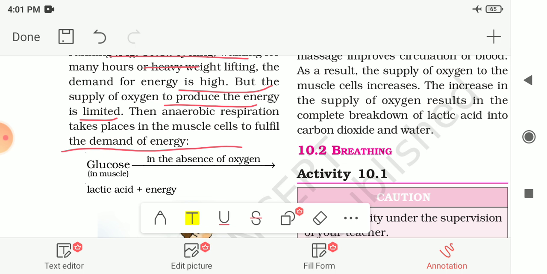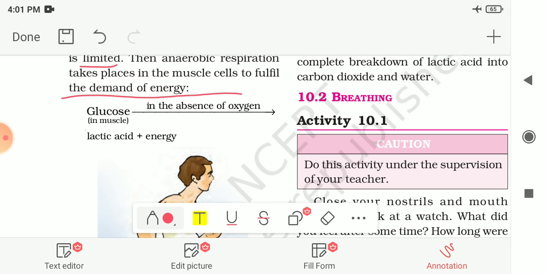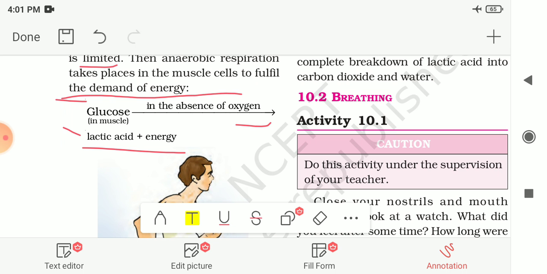Here the equation is given to you for the anaerobic respiration which occurs in the muscle cells of the human body. Glucose in the muscles breaks down in the absence of oxygen and gives you lactic acid and energy. In this respiration, as the product we are getting lactic acid and energy.